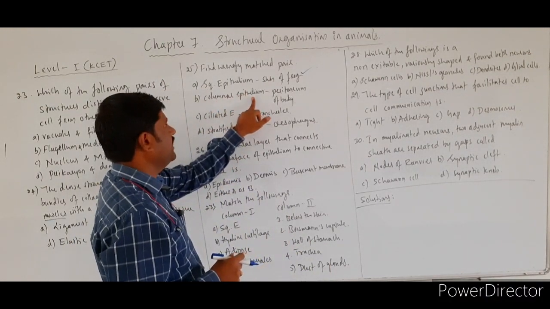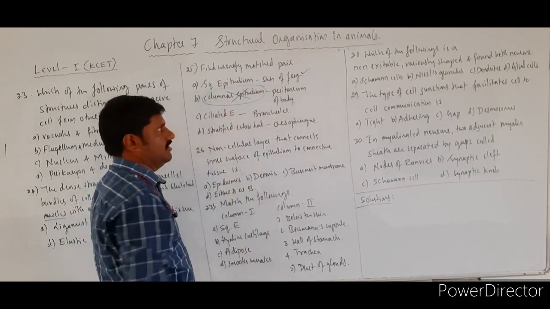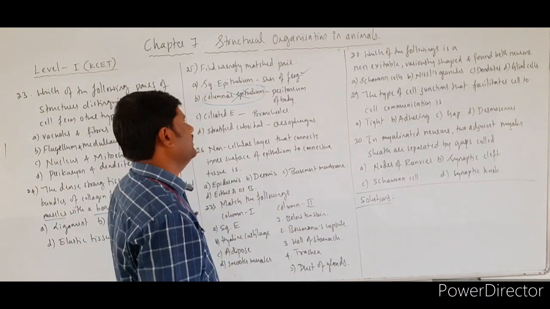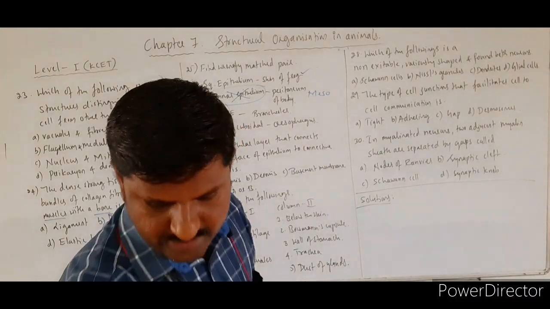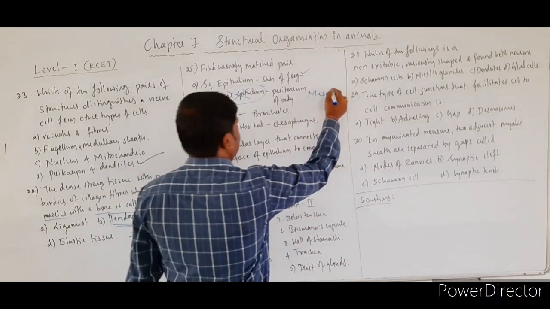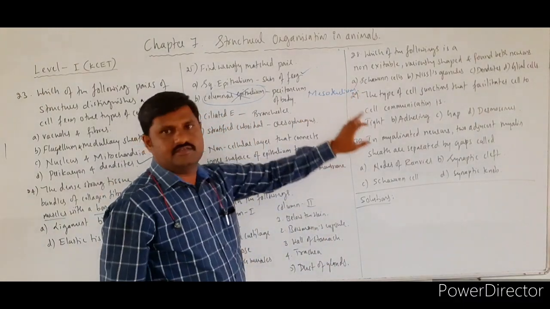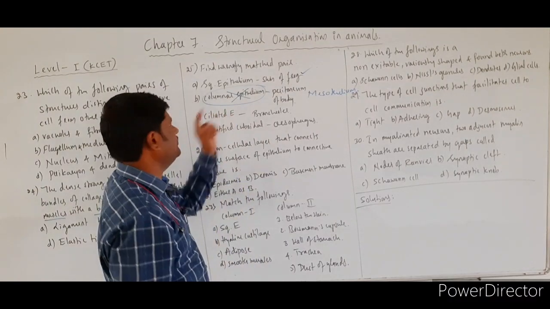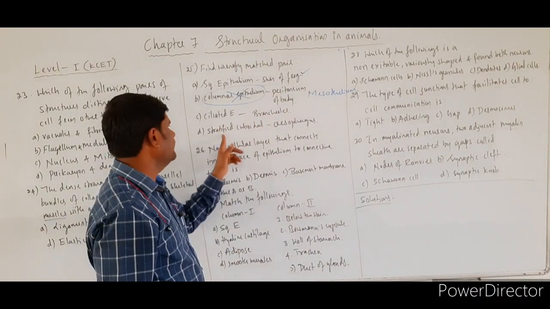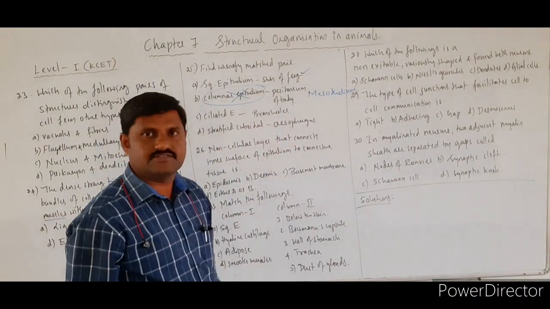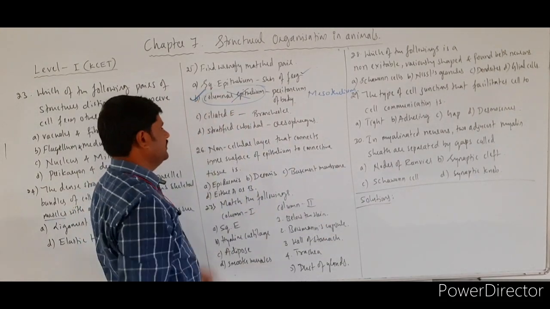This columnar epithelium, he says, so actually it is not at all columnar epithelium, it is squamous epithelium. So our mesothelium is made up of squamous epithelium, that's why this is a wrongly paired one. Ciliated epithelium, bronchioles, of course it is right. Stratified cuboidal, esophagus, it is right. So that's why this is the answer for this question.